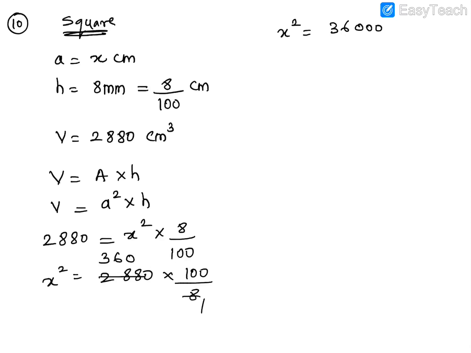Oh no. Okay, guys. I made a mistake in the conversions. So this is 8 upon 10 to convert millimeter to centimeter. I by mistake converted centimeter to meter. So basically this 0 will go away, the extra 0. Okay, so you'll get how much exactly? 3600. So now x is equal to 60.